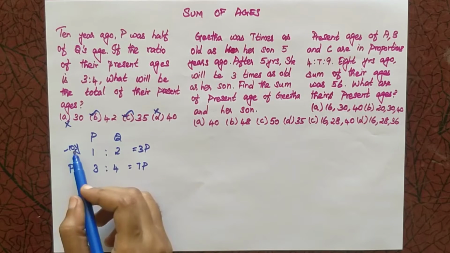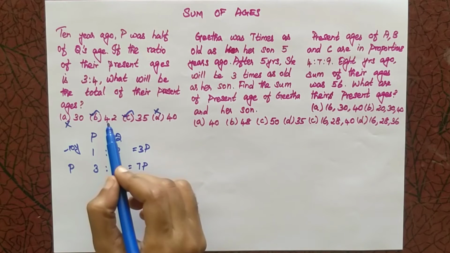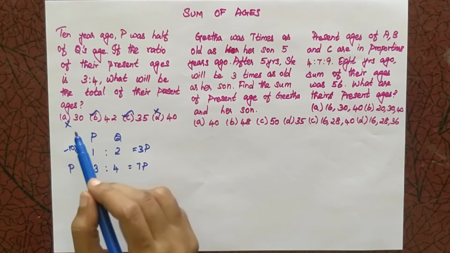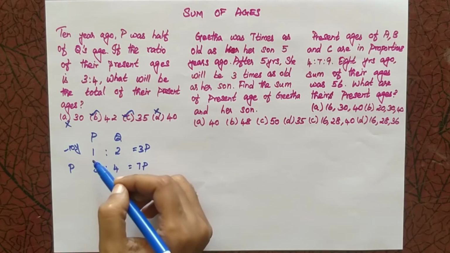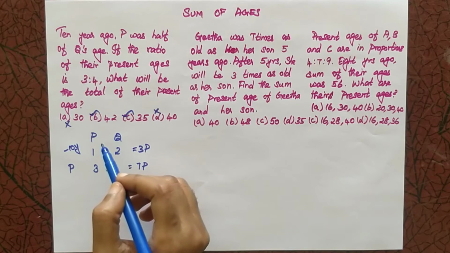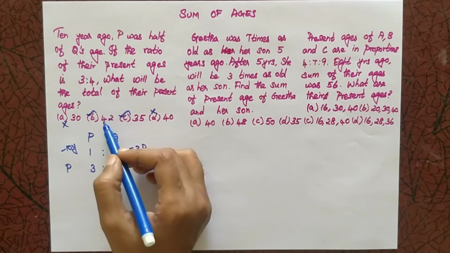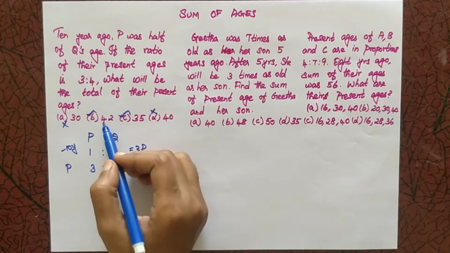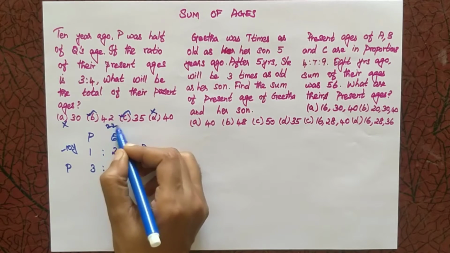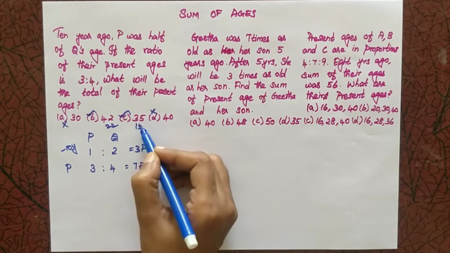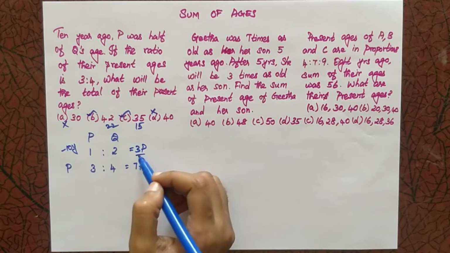But it is 10 years ago. Now let's see, this is present age. That is total of their present age. 10 years ago, their total will be minus 20 because we need to subtract 10 from each of their ages. So there are totally 2 members. 10 years before means we have to subtract 20 from the present age. Here if you subtract 20, you will get 22. Here if you subtract 20, you will get 15. Here the total parts is 3 parts. So we have to check which one is divisible by 3.